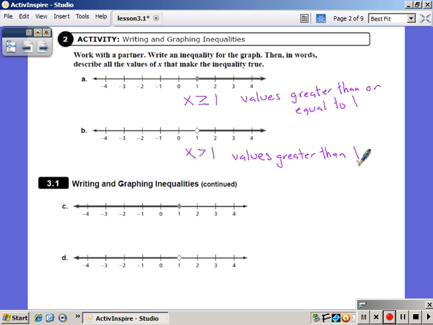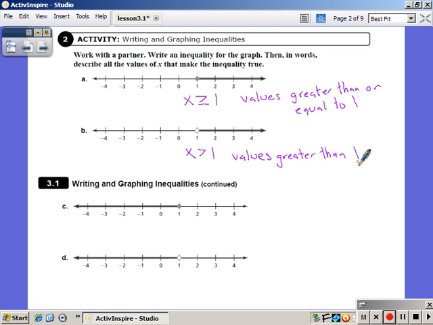And again, there are other ways you can say that in terms of an inequality as well. It's up to you in terms of how you would write that, as long as it means the same thing. Values more than 1 means the same exact thing.